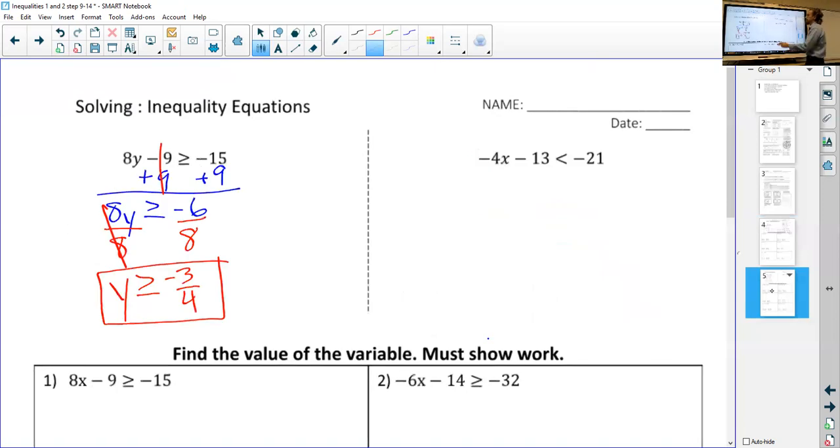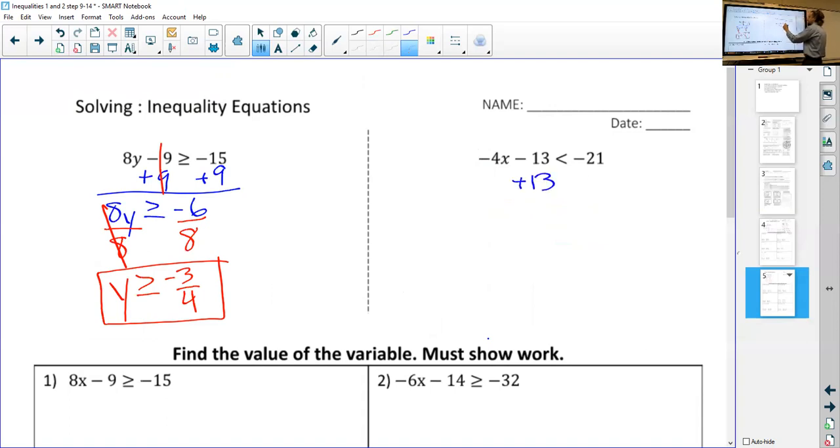Okay? And really, that's going to be what's going to throw you off today. Nothing else. You've done the math hundreds of times this year, so it's really going to be the symbols that we got to practice. Last example, negative 4x minus 13 less than negative 21.